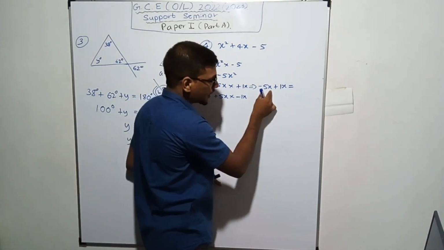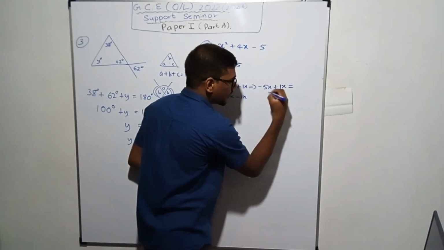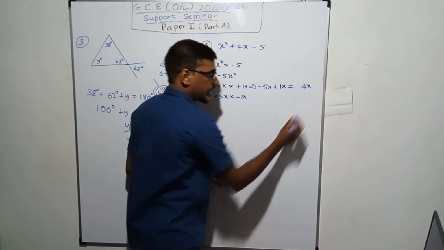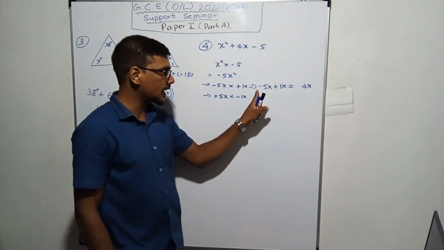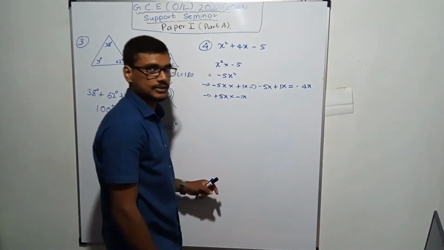What's the smaller number? It is 1x. The larger number is 5x. So from 5x, you have to subtract 1x. 5 minus 1 will be 4x. And you have to place the sign of the larger term, which is the minus sign. Minus 4x. Okay.